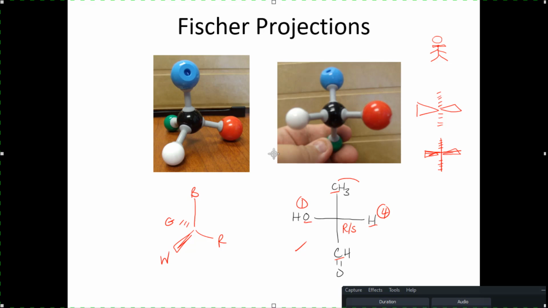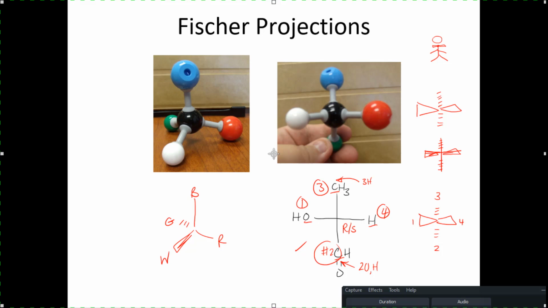What's attached to this carbon? 3 H's. What's attached to this carbon? More than 3 H's. Actually 2 O's and an H. Who wins? Number 2, number 3. So in this molecule then, here are my numbers: 3, 4, 1, and 2.